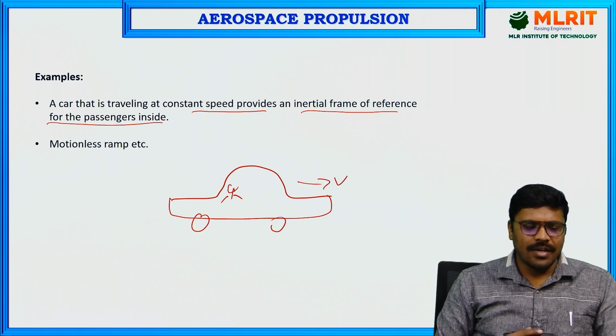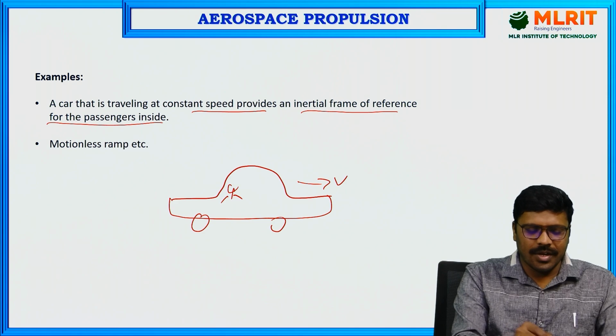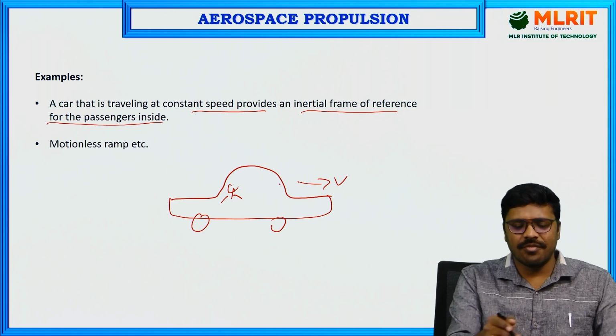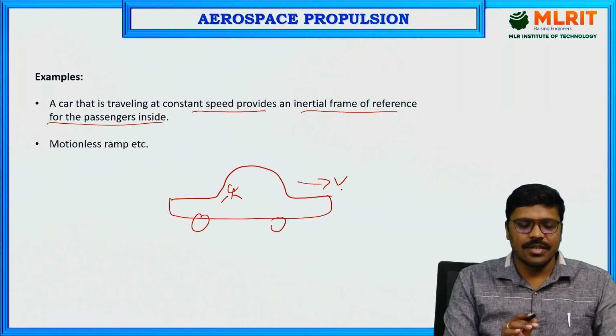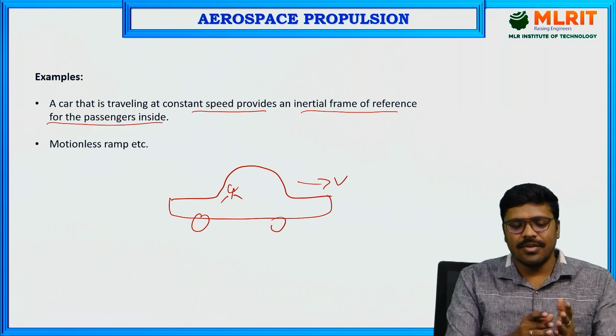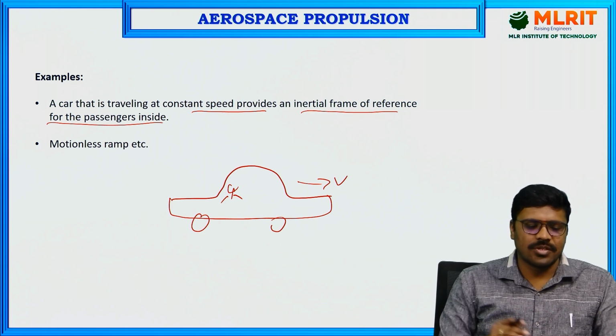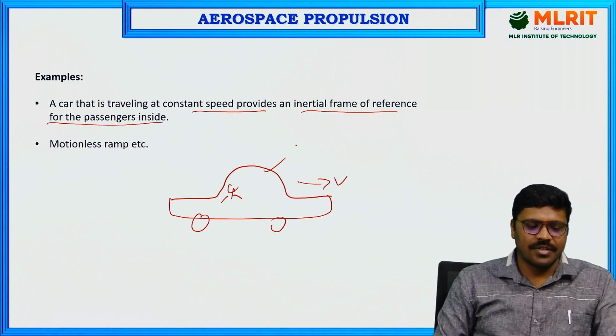Then for the passenger, the car is an inertial frame of reference. The car is moving with constant velocity. So whatever the passenger does, we can calculate the motion of that person with respect to the car, which is an inertial frame of reference. So the car is an inertial frame of reference.